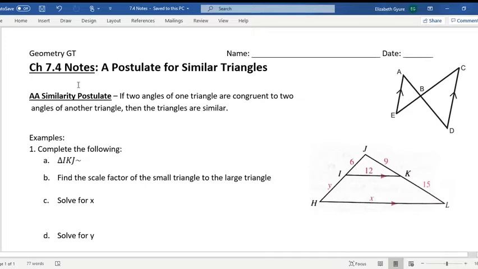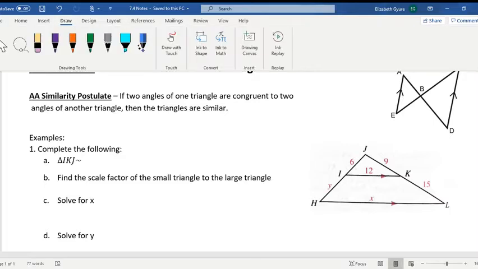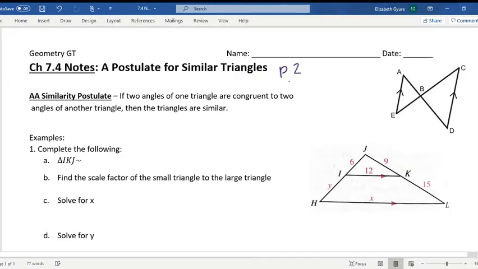And the one we're going to talk about today is in 7.4, and this starts on page 254 in your textbook if you wanted to follow along. Page 254. So the postulate we're going to talk about today is the AA similarity postulate, or angle-angle similarity postulate. And it says if two angles of one triangle are congruent to two angles of another triangle, then the triangles are similar.